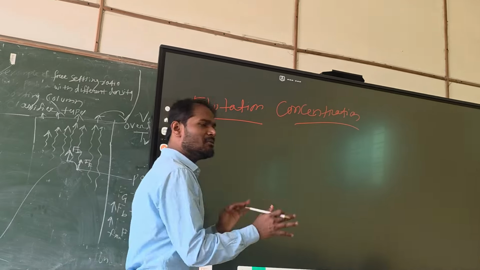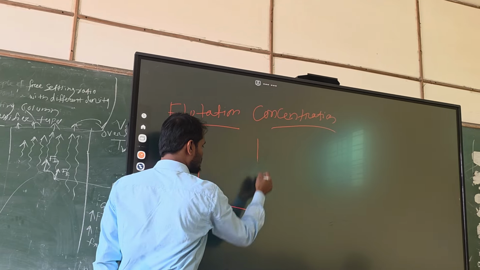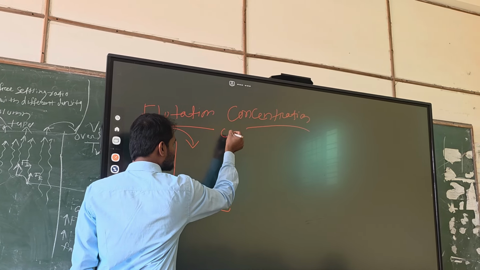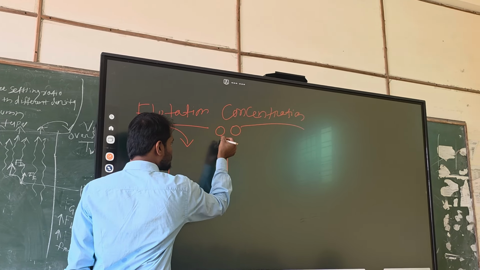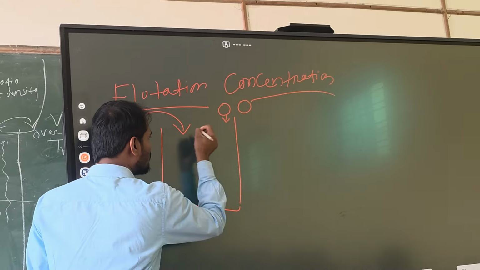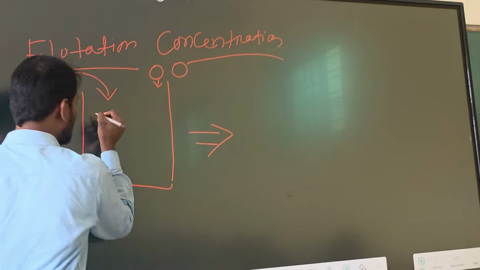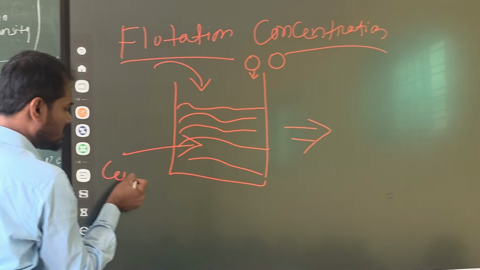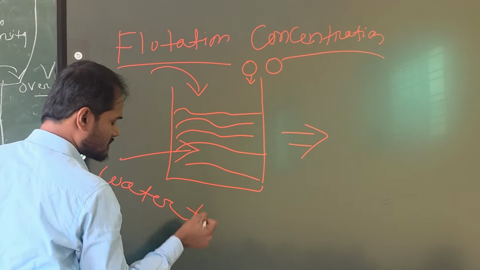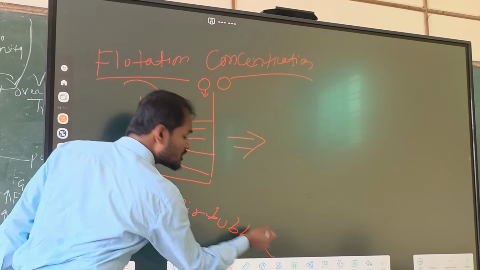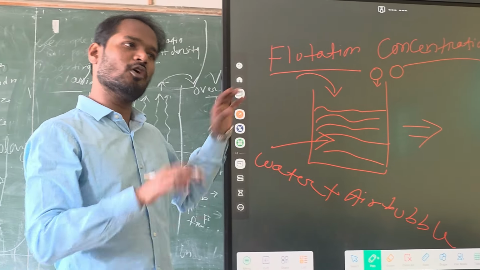So flotation simply means what? Suppose this is a container and you are feeding two minerals, for example of the same size. And you have water plus air bubbles. So two things are there. In this container I have water and air bubbles. I am giving a simple example.